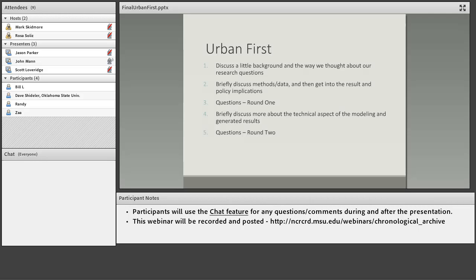But what we want to do is discuss a little bit of background and the way we were thinking about our research questions. Then we'll discuss a little bit of the data and the methods, and then get more into the results and policy implications. Then we're going to break out a Q&A session. And after that, for those that want to stick around, we'll get more into the technical aspects of the modeling and the results that we generated.